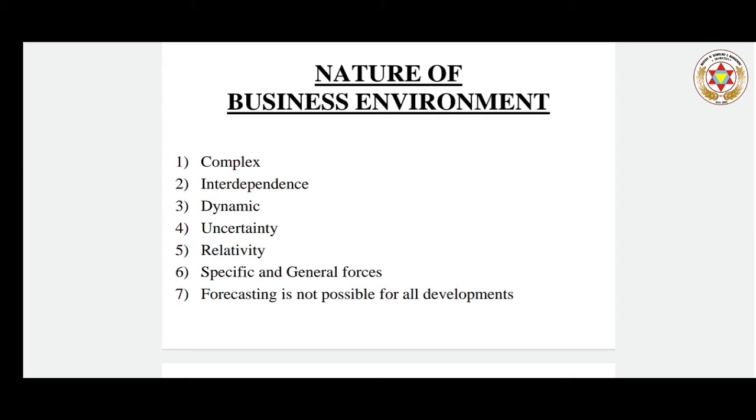It is complex, that is, there are a number of factors and conditions to be taken care of. Interdependency means that social, cultural, legal and other factors are interdependent. Dynamic means it keeps changing, with customers' preferences and the new entrance of competitors. Uncertain means there is always uncertainty; the future cannot be predicted. Relativity means it differs from country to country, region to region.